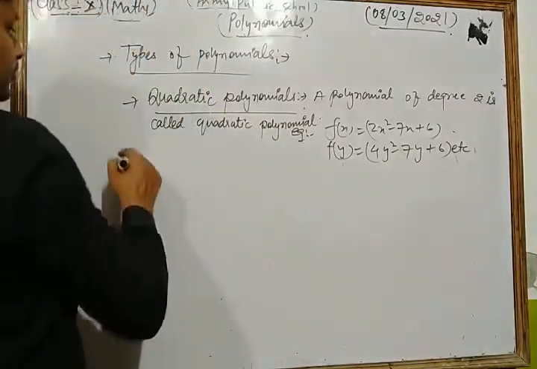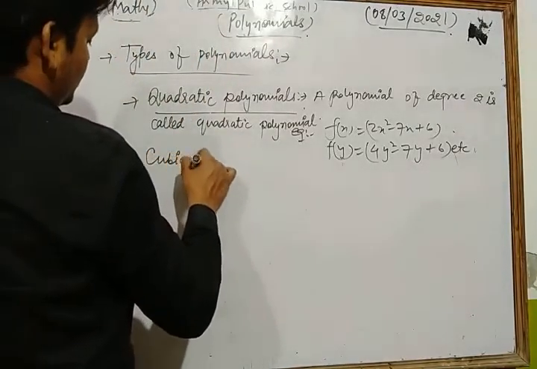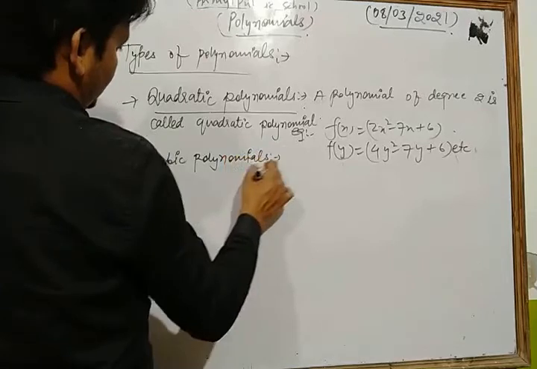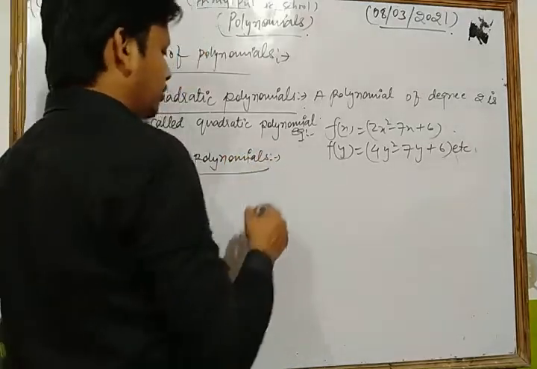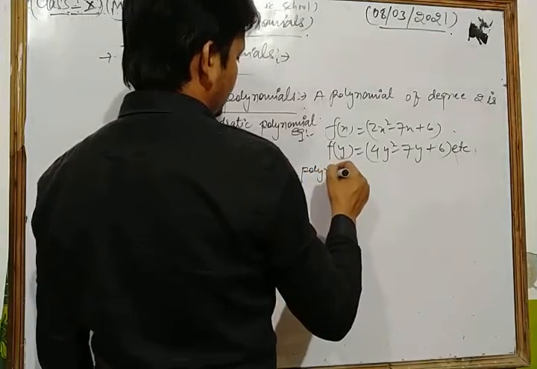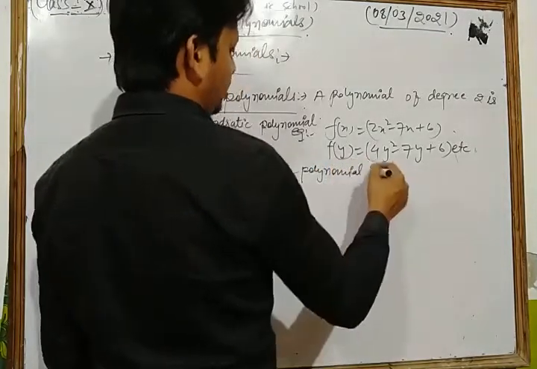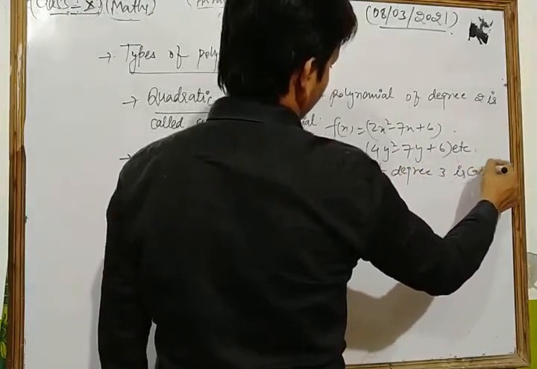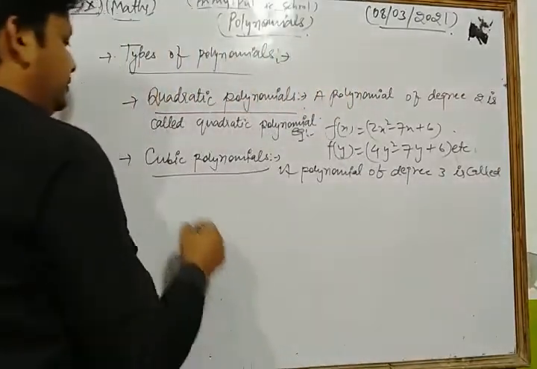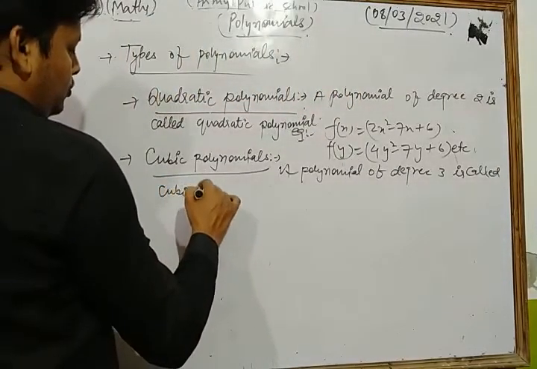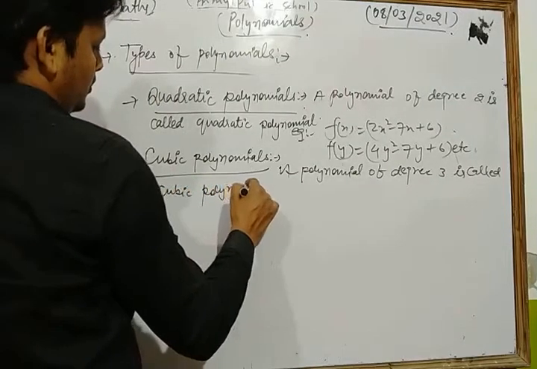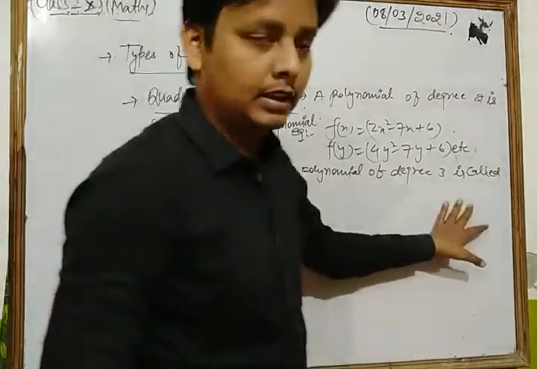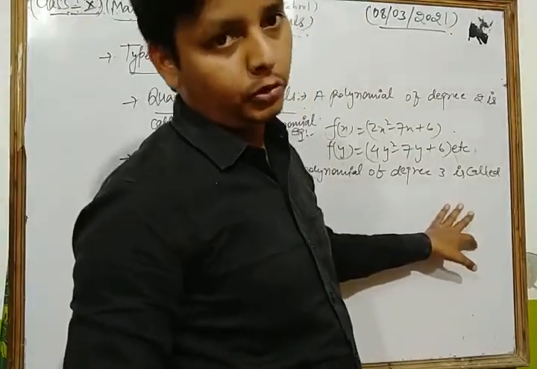Now we are going to discuss the cubic polynomial. Let's see what the concept of cubic polynomial is. A polynomial of degree 3 is called a cubic polynomial. A polynomial of degree 3 is called a cubic polynomial, okay, dear students.